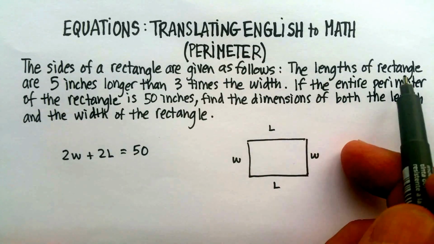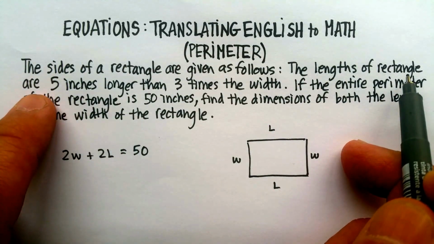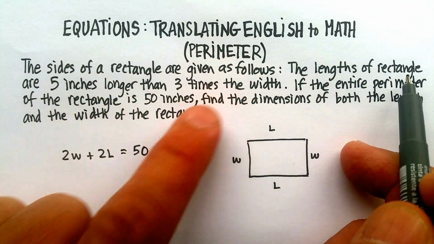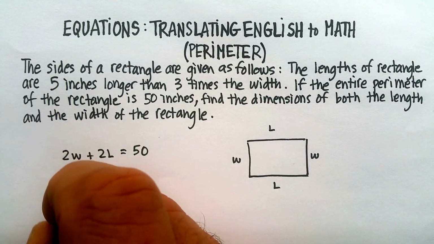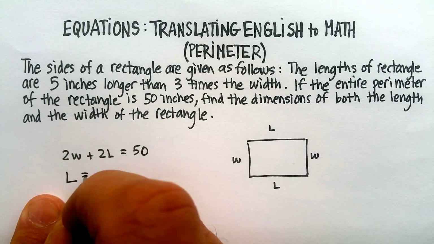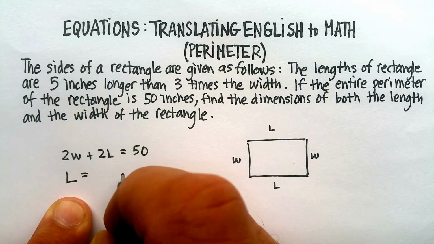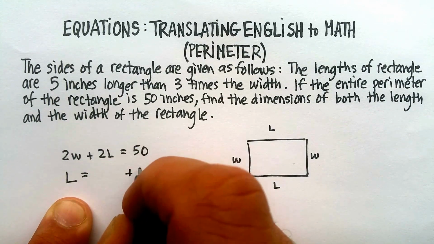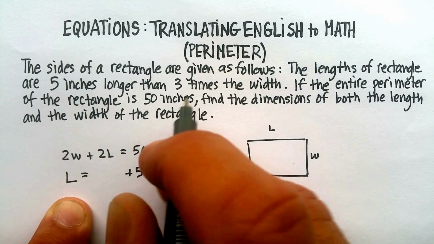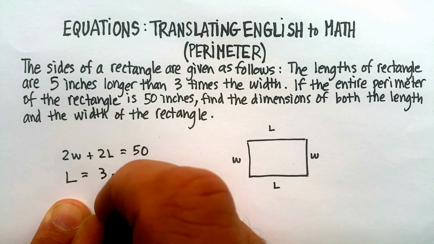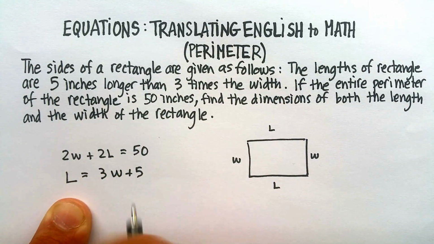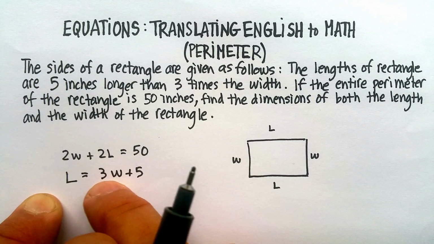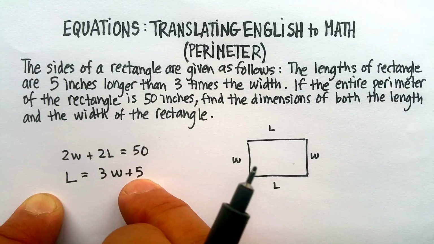We know that the length of the rectangle is 5 inches longer than 3 times the width, right? So we can say that the length is 5 inches longer. Now I'm going to do this, plus 5 over here. So 5 inches longer than 3 times the width. Okay? So the length is 3W plus 5.